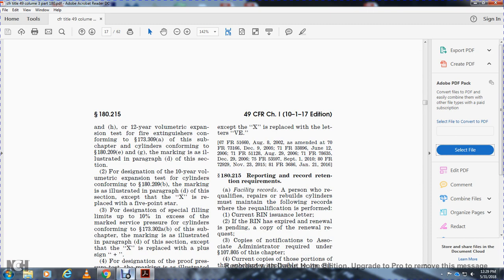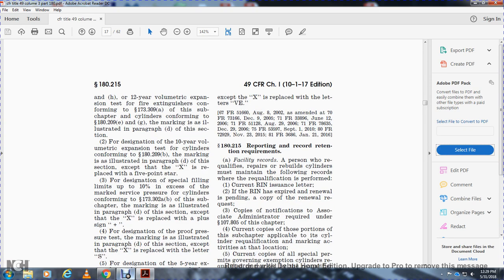For the designation of the 10-year volumetric expansion testing of the performance with statute 180.209(b), with the mark illustrated in paragraph D of this section, except for the X is replaced with the 5-point star. For the designation special filling limited to 10% instead for the mark, for the cylinder performance 173.302(a) of this subchapter, marked as illustrated in paragraph D of this section, except for the X is replaced with the plus sign.